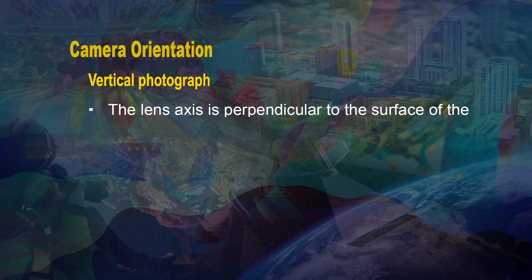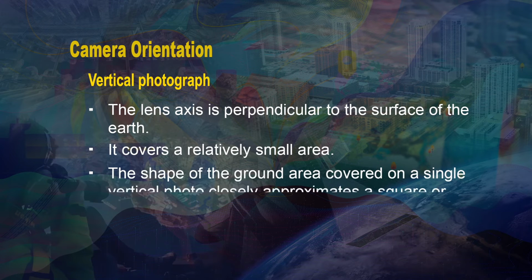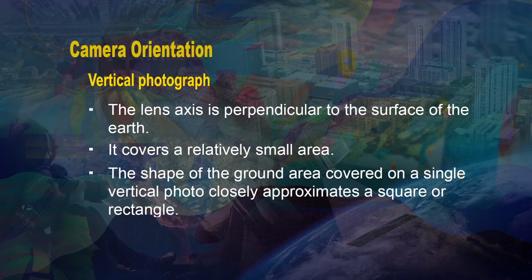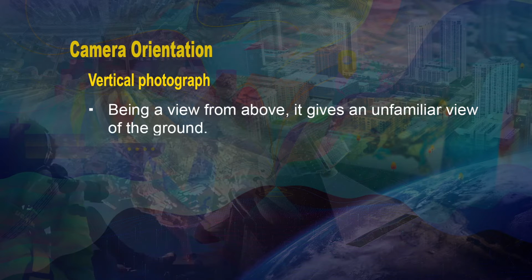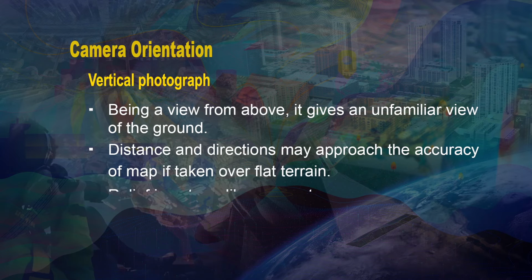Lens axis is perpendicular to the surface of the earth. It covers a relatively smaller area. The shape of the ground area covered on a single vertical photo closely approximates a square or rectangle. Being a view from above, it gives an unfamiliar view of the ground. Distance and direction may approach the accuracy of a map if taken over a flat terrain. Relief is not really apparent.